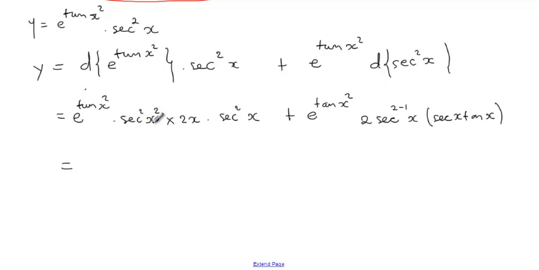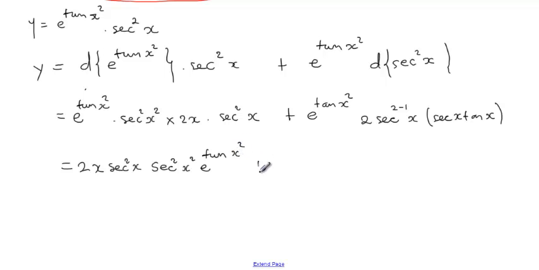You can see this is sec squared of x squared and this is sec squared x. You cannot combine the two. They are going to remain as they are, isn't it? So I've got 2x here. So I'm going to have 2x sec squared x, then sec squared of x squared, e^(tan x squared).